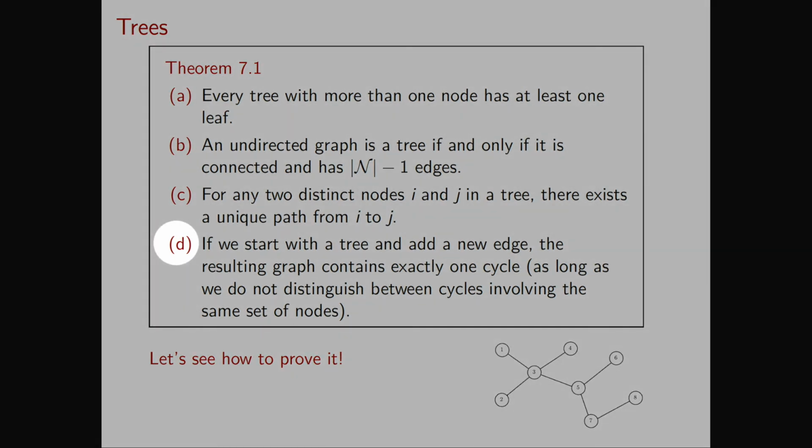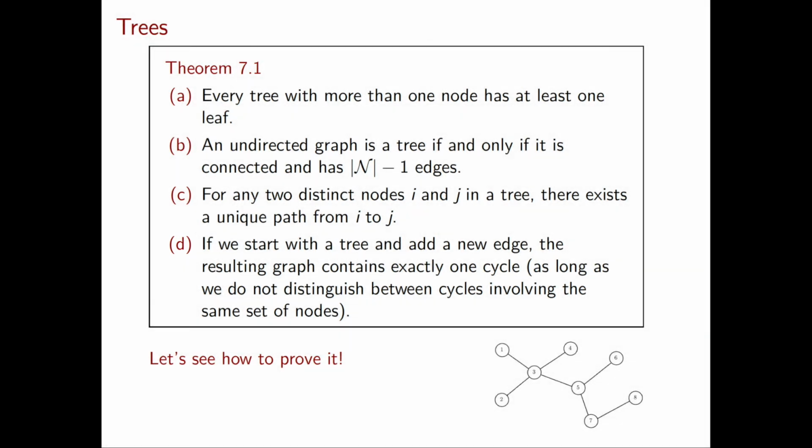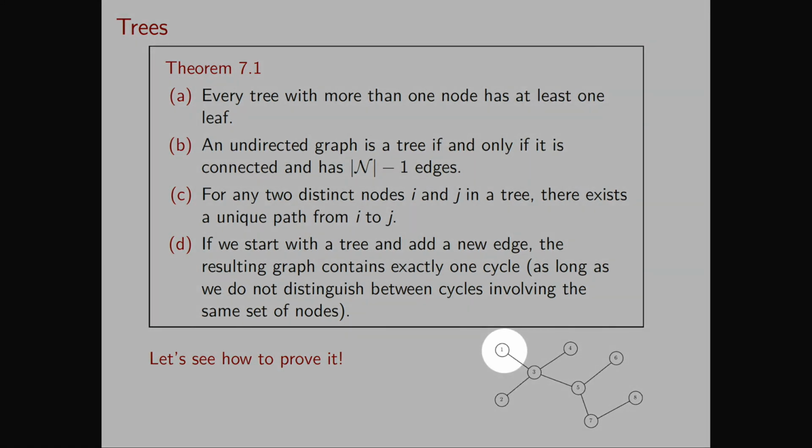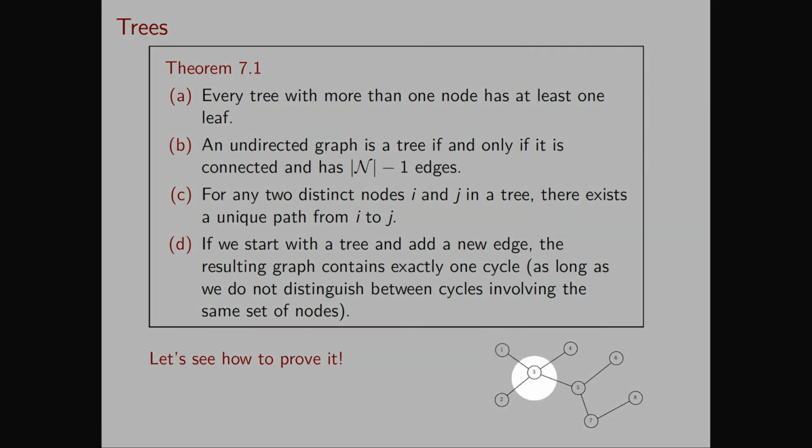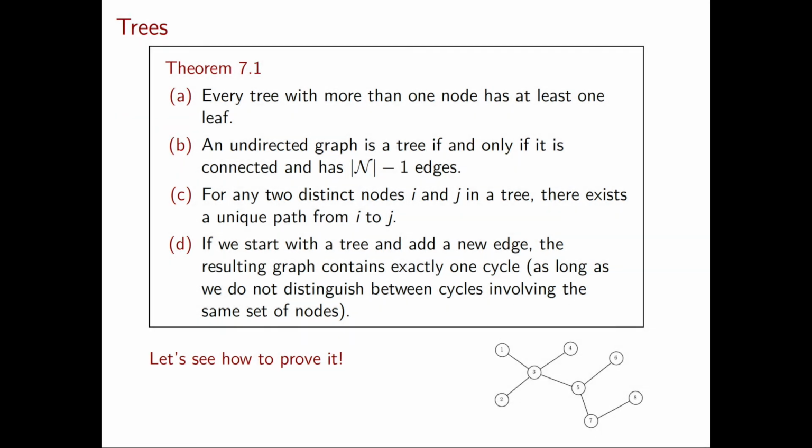Finally, let's read point D in our theorem. If we start with the tree and add a new edge, then the resulting graph contains exactly one cycle. In our example, if we add the edge (1, 2), then clearly we have created the cycle 1, 3, 2, 1. You can check that this is the only cycle present in the new graph.